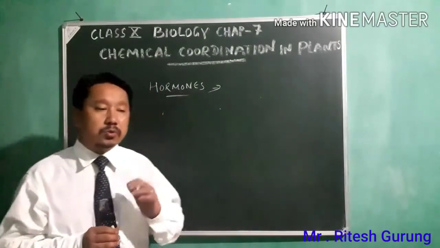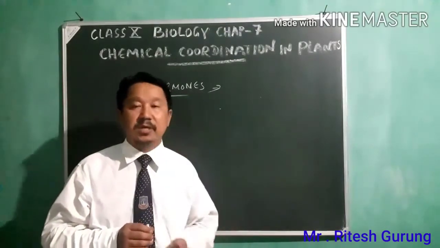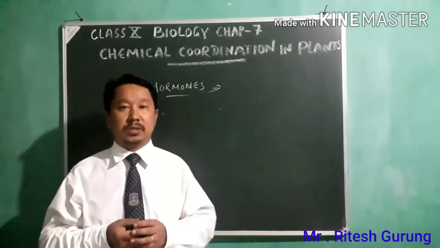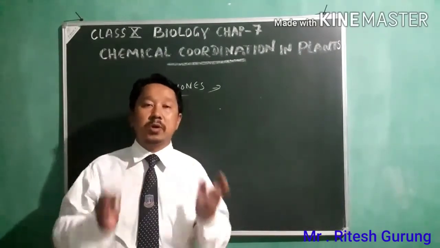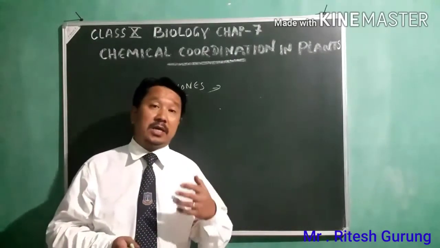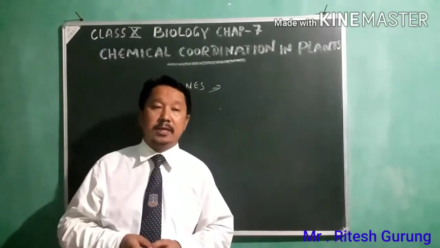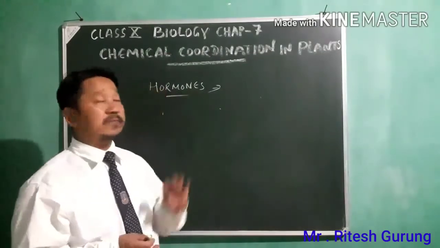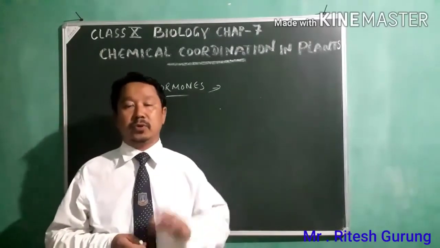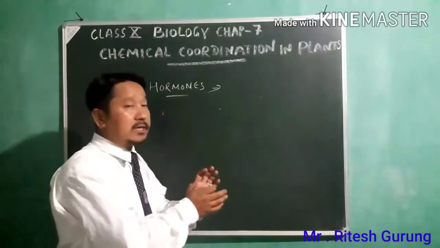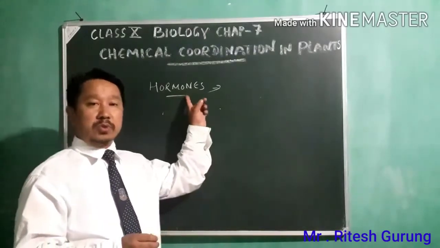So how do those chemical substances, the hormones, control and coordinate the different systems in the plant body, especially the growth and the different functions? We'll do that in this particular chapter. The chemical substance that we are talking about here is the hormones.